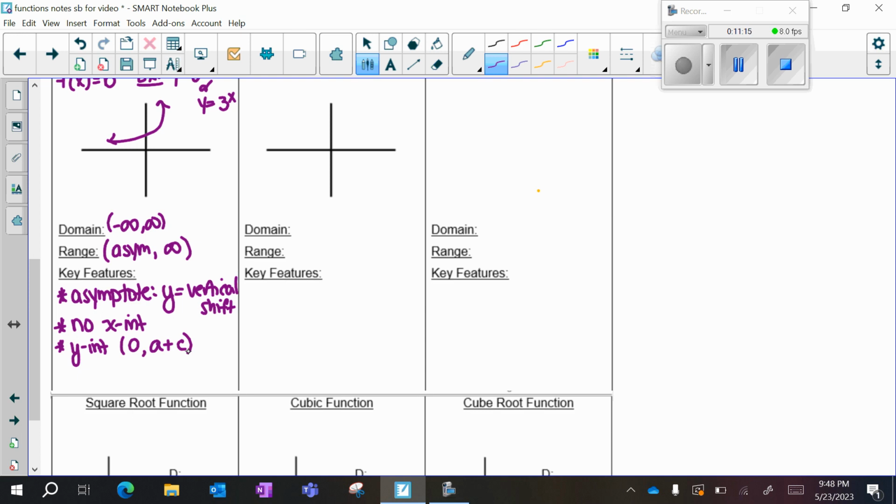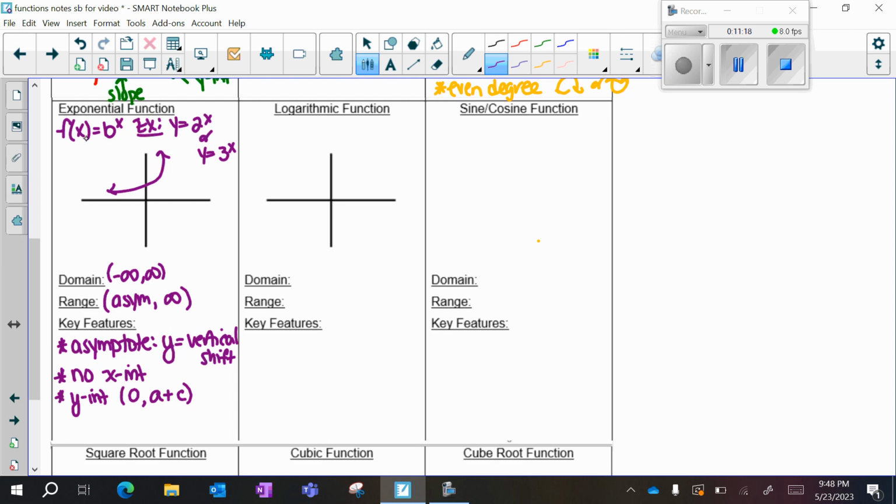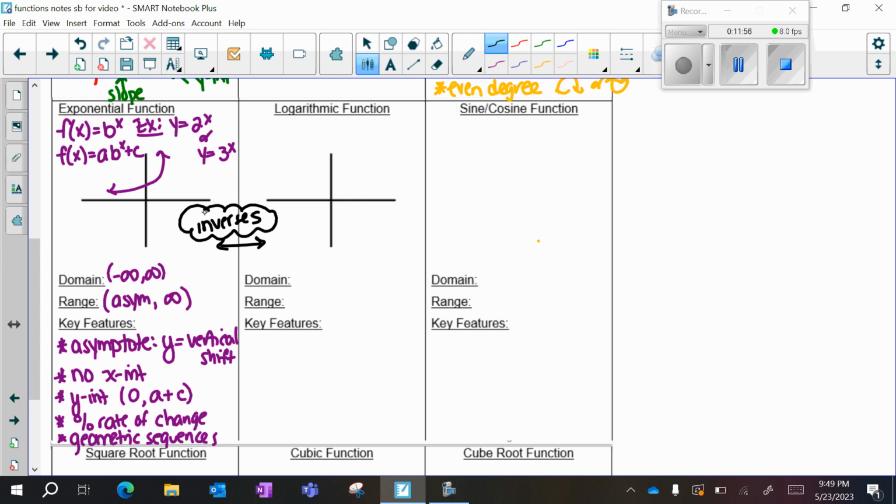c. So in actuality, up here, when I have f of x equals b to the x, it's really going to look like this when I write my formal notation. It has a percent rate of change, and you should think about geometric sequences. And these two functions are next to each other, which is important because they are inverses of each other. So next up, we have the log function.